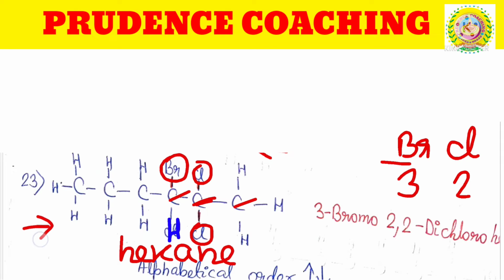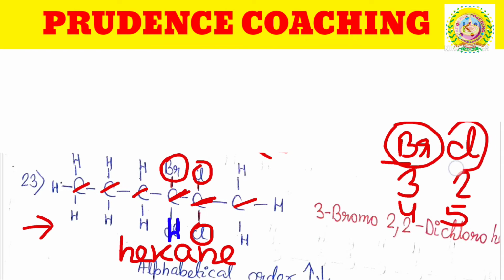But if we count from this side, 1, 2, 3, 4, in the fourth position you will get bromine, and in the fifth position you will get chlorine. So always remember, you need to give preference to the alphabetical order. Which one comes first in alphabetical order? You will get bromine, that is B before C. So as bromine is before chlorine, you need to give preference to bromine. So you need to find out where bromine is at the shortest distance. So here we have 3 is bromine and 4 is chlorine. So you need to consider this one as the correct one, that is from this side.